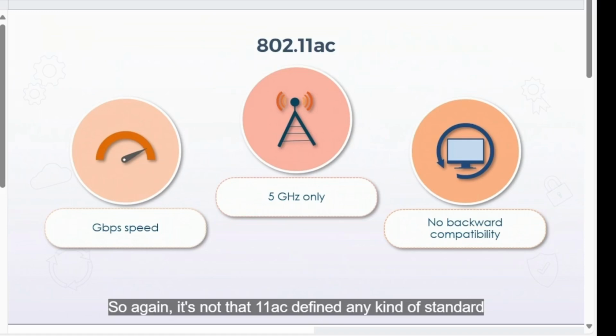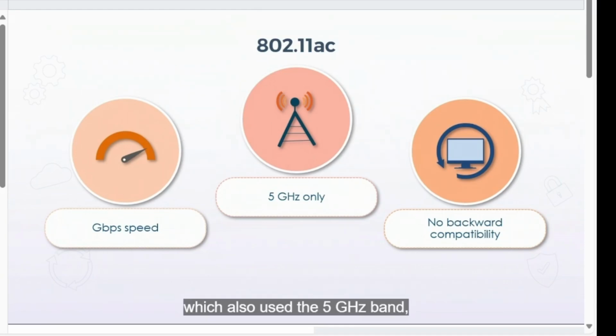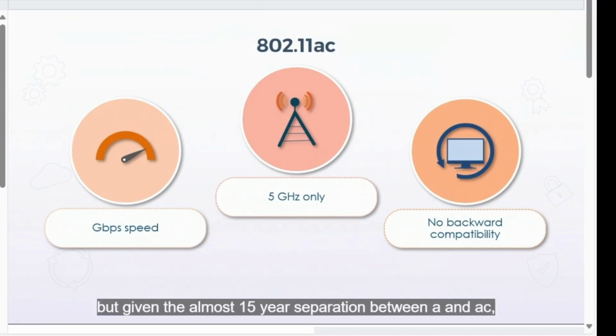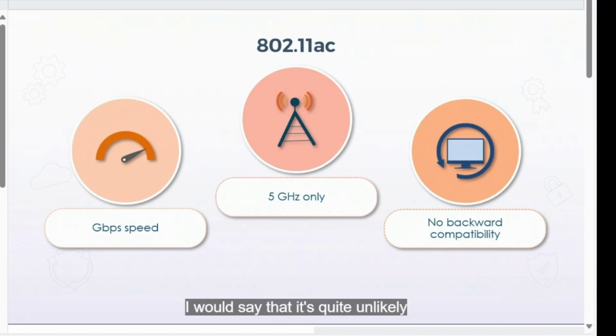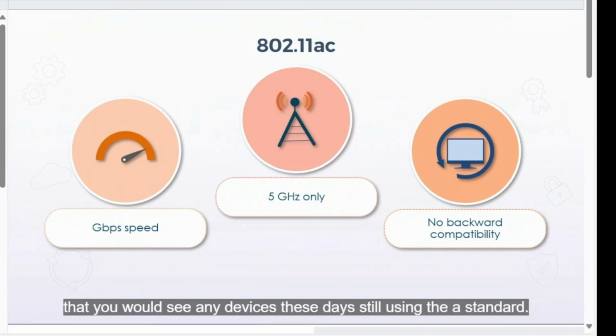So again, it's not that 11AC defined any kind of standard whereby either band could be used. It was simply due to the fact that AC itself has minimal compatibility that many routers started to offer both AC and likely N or older in the same unit. Okay, but it was still transmitting those two separate standards. Now I should also mention that AC itself is compatible with A, which also used the 5 GHz band, but given the almost 15-year separation between A and AC, I would say that it's quite unlikely that you would see any devices these days still using the A standard.